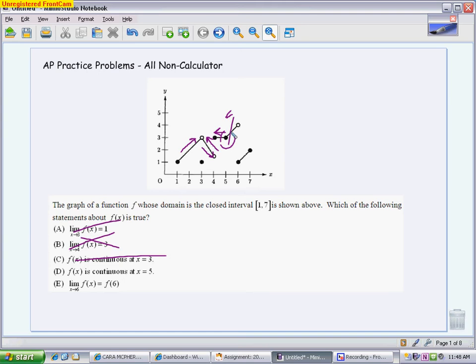And then just to double check, letter E. Letter E says the limit as x approaches 6 equals f of 6. The limit as x approaches 6 actually does not exist because from the left you're going towards this open circle up here. As the right you're going towards a closed circle down here. So my limit does not exist. So the only one there that is a true statement is letter D.